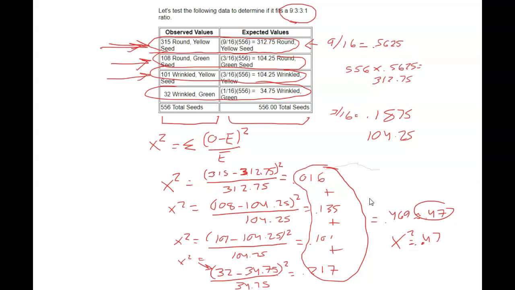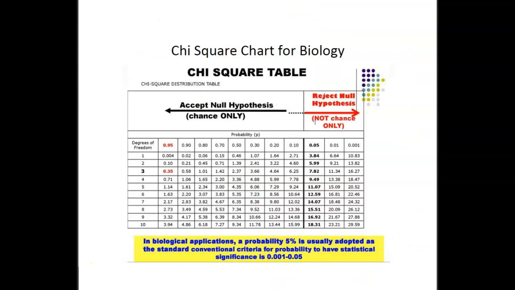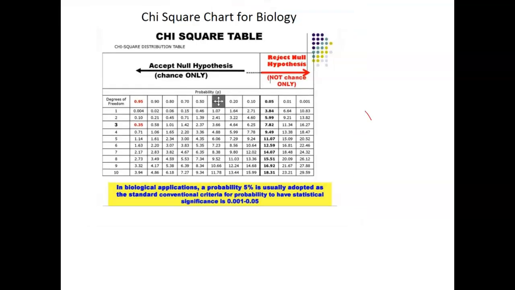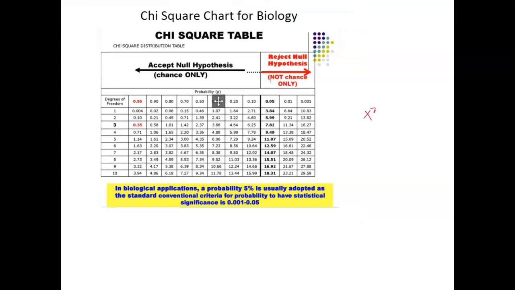So you're like, what the heck does that mean? Well, we have to compare that to our particular chart to see where our chi-square value falls compared to the rest of our significance. This is the chi-square chart, a standard form that is used. We can figure out what the values mean. Remember, our chi-square is 0.47, so we have to figure out where that is.